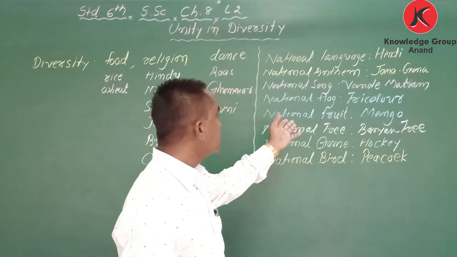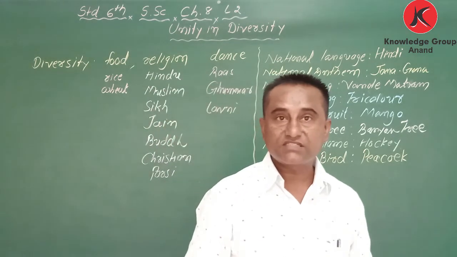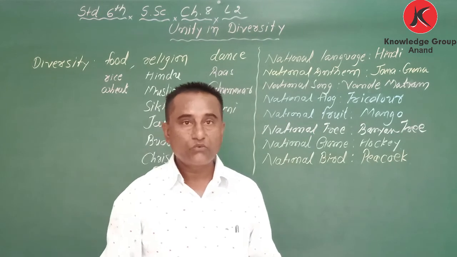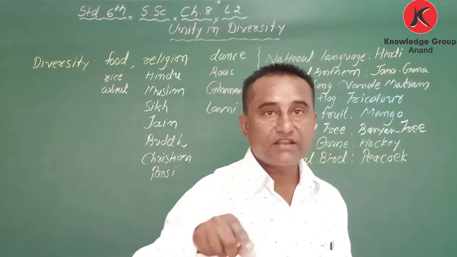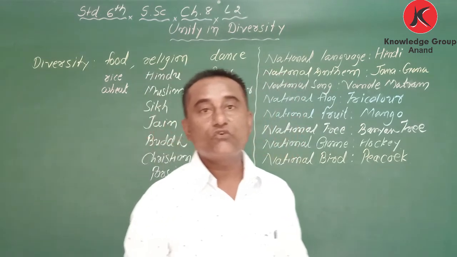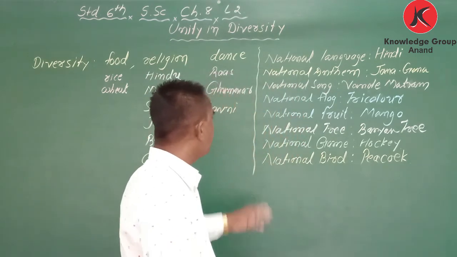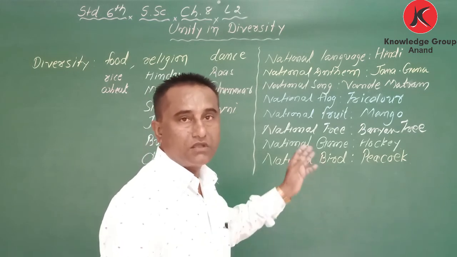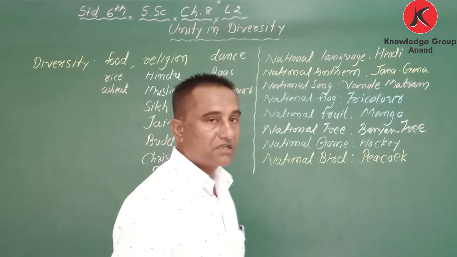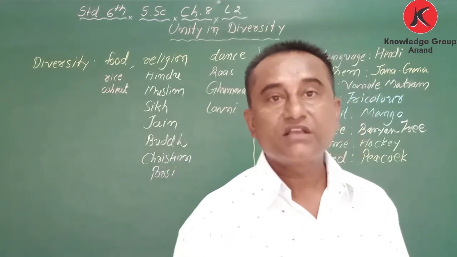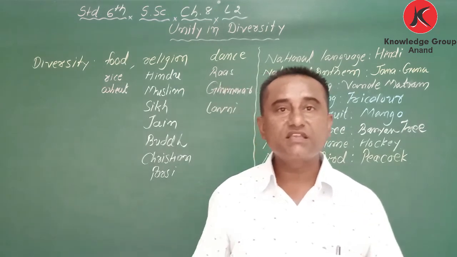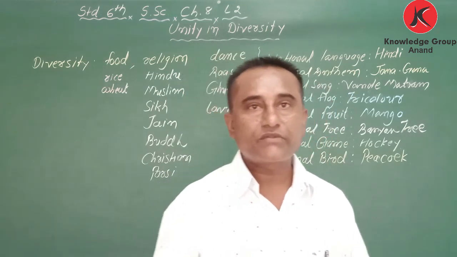Okay, national flag, tricolor flag, three colors are there, and in between you will find a wheel. One wheel is there, and it has 24 spokes. It says 24 hours of the day. National fruit mango, national tree banyan tree, national game hockey, national bird peacock. Then national animal tiger. So many things are there that we are learning in this.